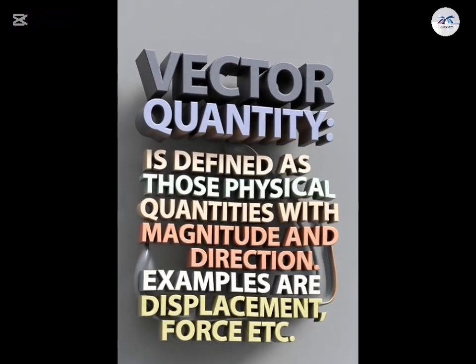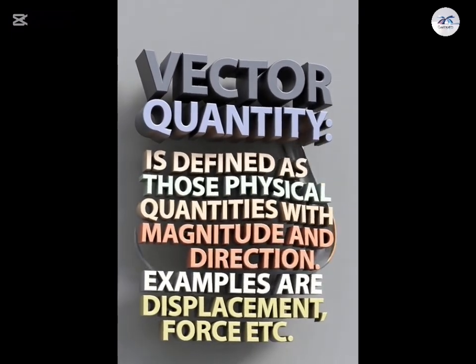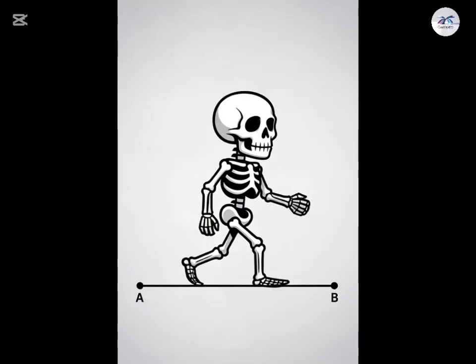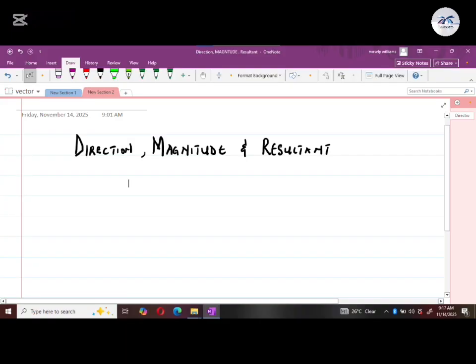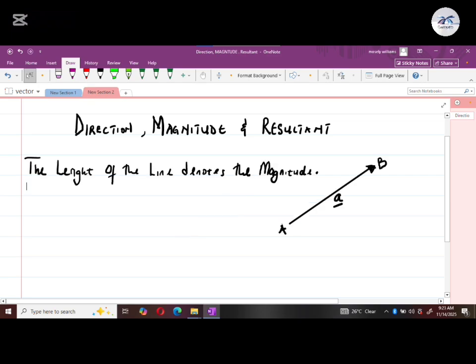And when we say it has both magnitude and direction, we mean that a body is moving from a known location, say point A, to a specific location, point B. Now, let's quickly talk about the direction, the magnitude, and the resultant of a vector. This figure on the screen denotes a vector, while the length of the line denotes the magnitude. The arrow denotes the direction.